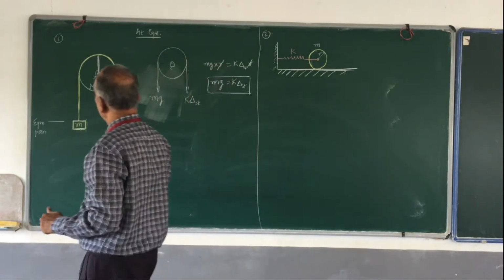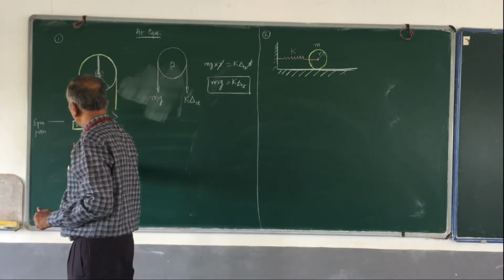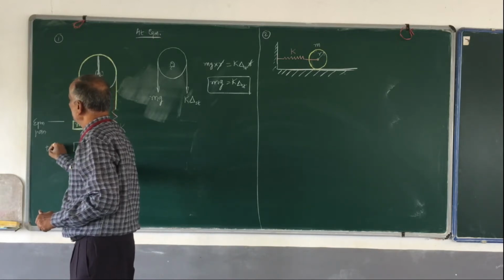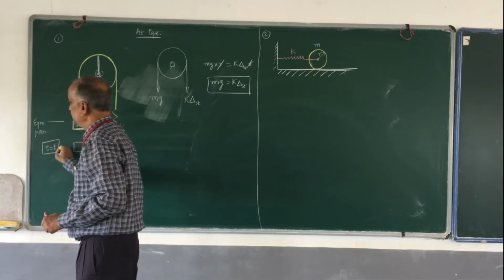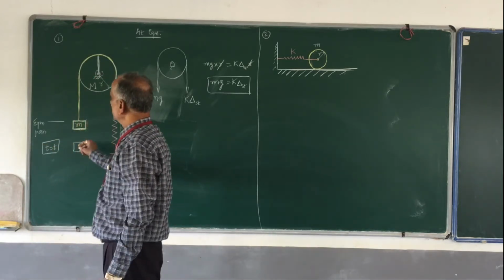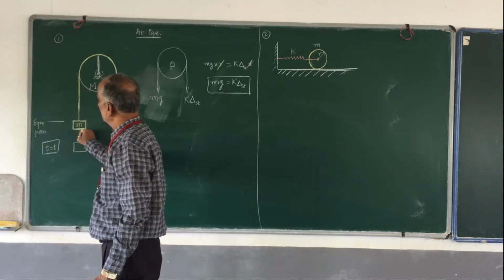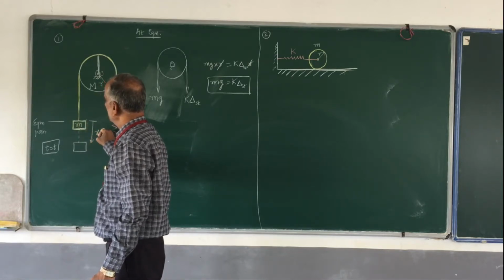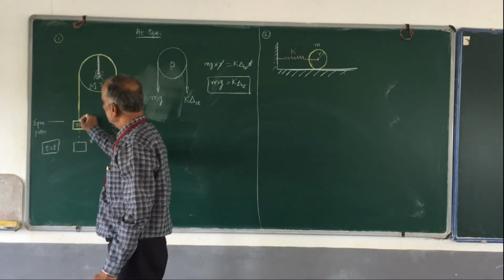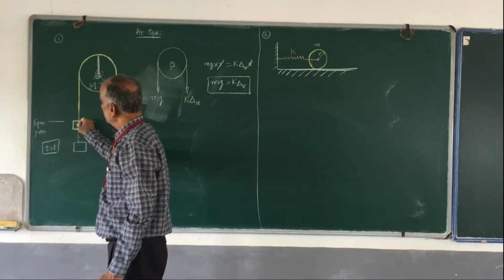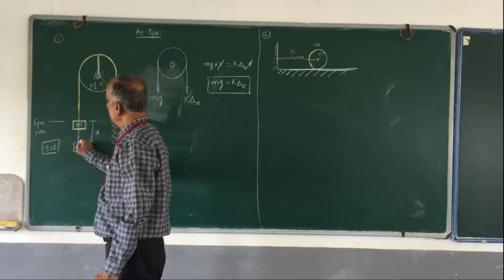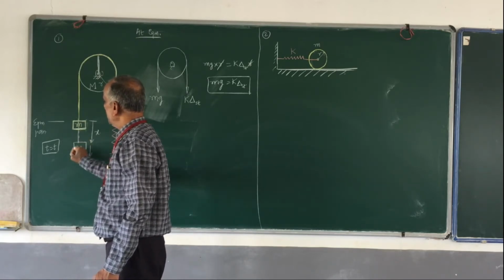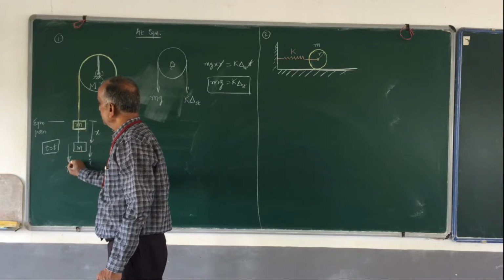Let me assume that this mass has come down. This is at t equal to t, at any time t equal to t. The mass is here. So this is the displacement. The inextensible string also will come here. The mass is having velocity x dot, and the mass is having acceleration x double dot.